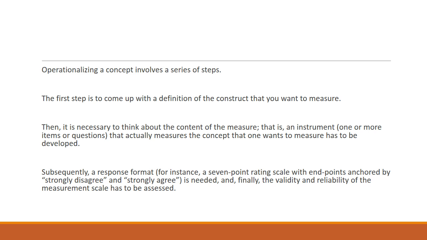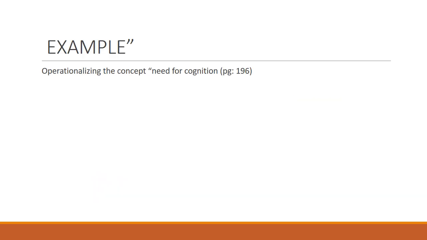Then it is necessary to think about the content of the measure, that is an instrument, one or more items or questions that actually measure the concept that one wants to measure has to be developed. थोड़ा सा around and round हो रहा है ये, लेकिन never be confused कि when we talk about the instrument, ठीक है, it means the questionnaire. ठीक है, instrument का मतलब you might have heard the word instrument, music instrument, but over here we are using the word instrument in this sense. It will be clearer when you attempt the example.